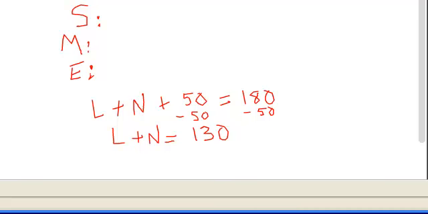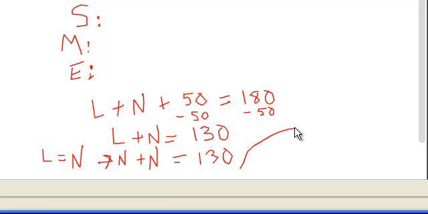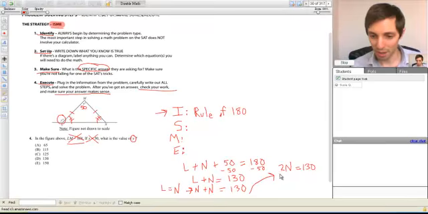And from what we've labeled on the diagram, we know that L is equal to N. So we could substitute in N for L. And we get N plus N equals 130. And we can finish that off then. 2N equals 130. And one last step, of course, is to divide both sides by 2. And we see that N, if we do this on our calculator, it's always good to do that kind of calculation on your calculator as opposed to in your head. We get N equals 65.